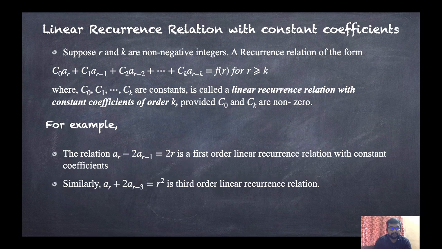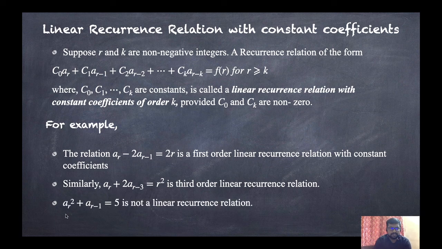In the same manner, ar plus 2 ar minus 3 equals r square. Now what is k here? Just compare it with r minus k. So k is 3. So it is a third order linear recurrence relation.